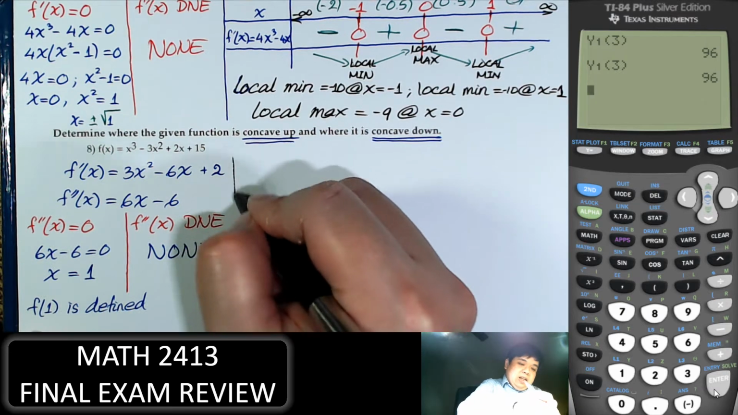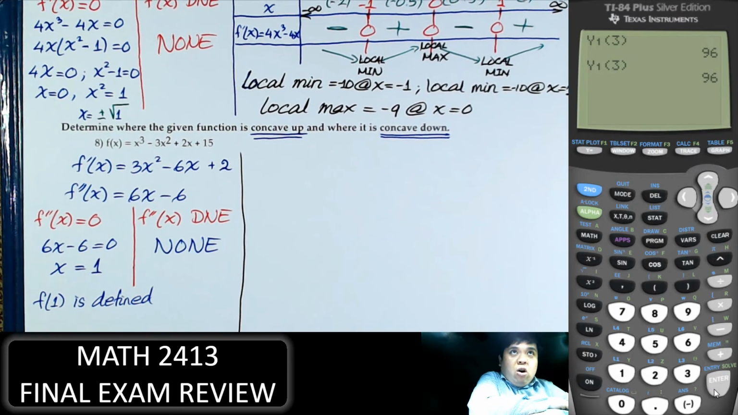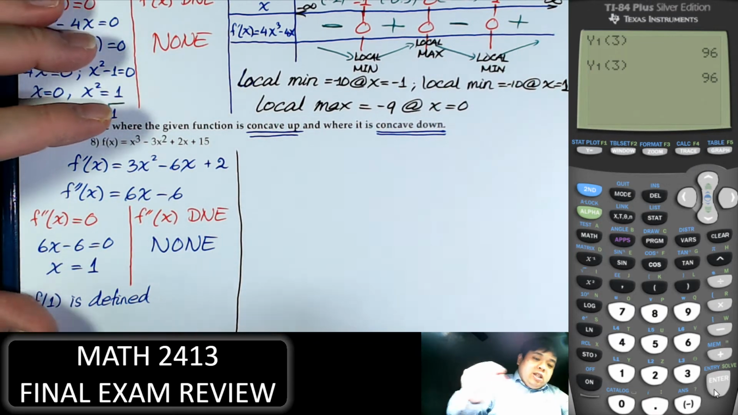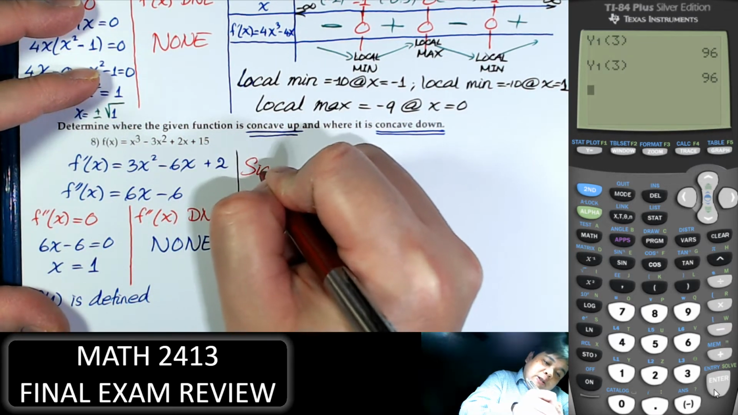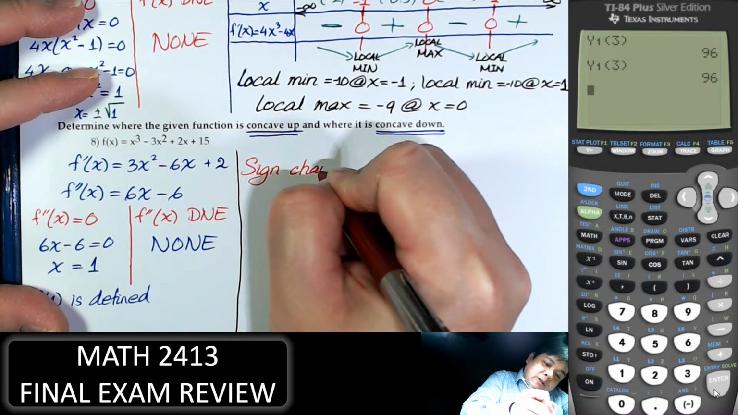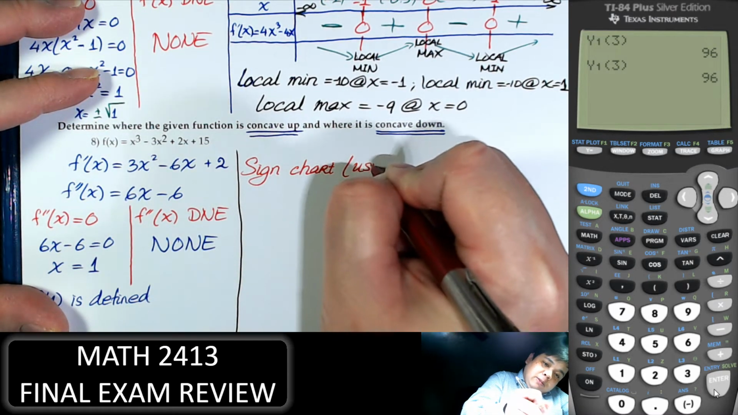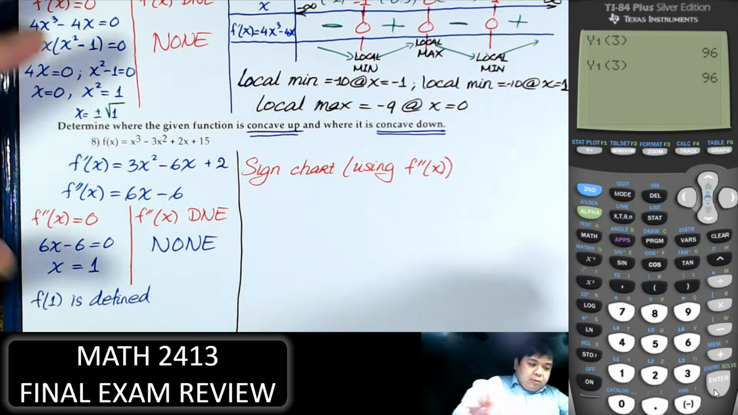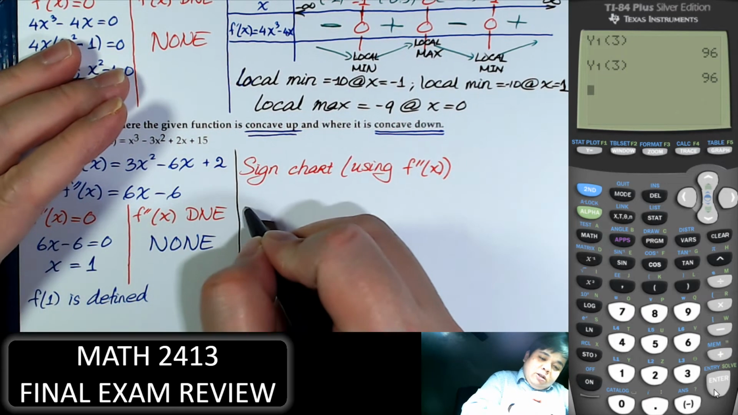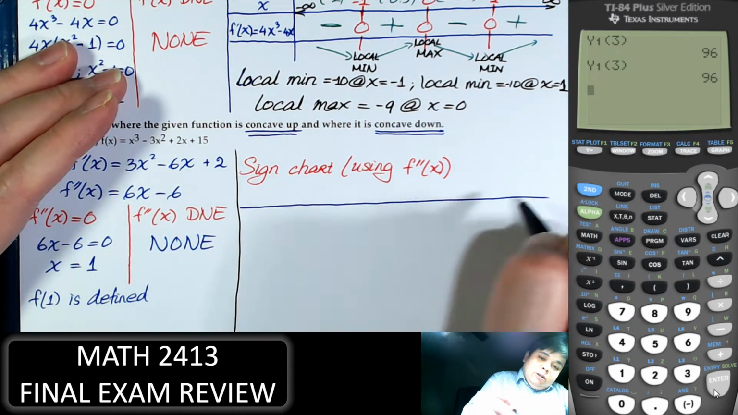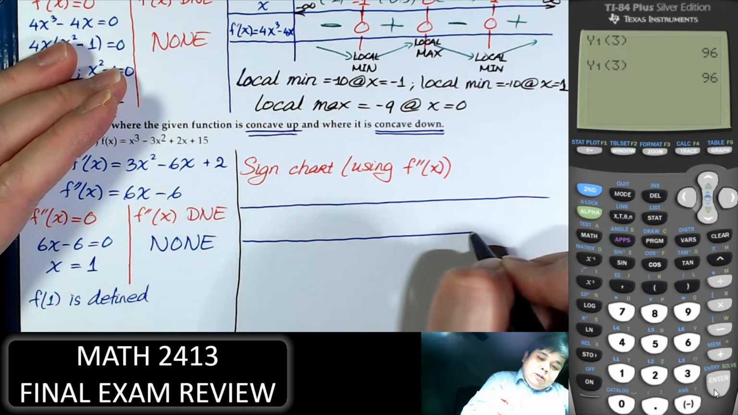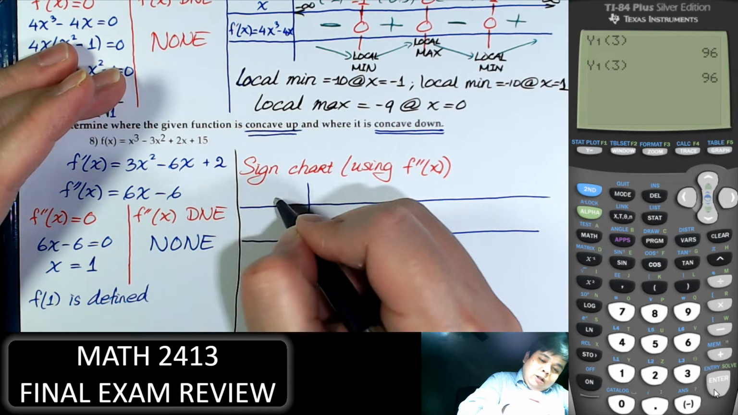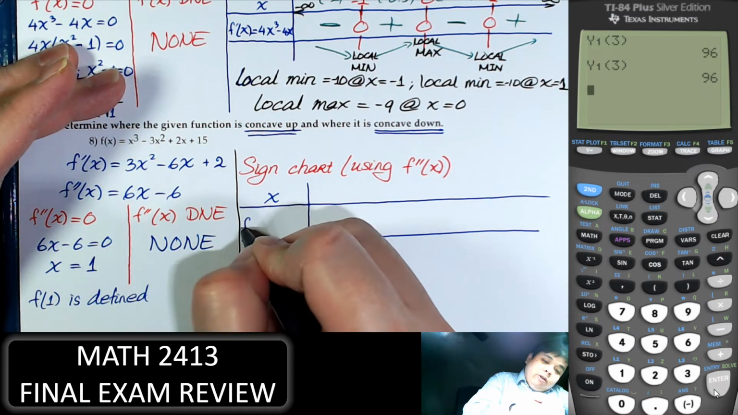What we need is to find where the function is concave up and where it's concave down. So that is the sign chart for the second derivative. Right, so make a sign chart. This is the second derivative.